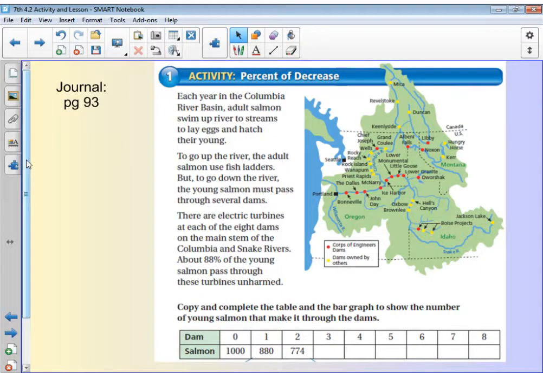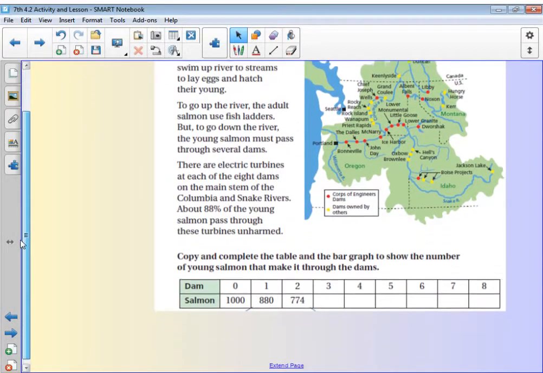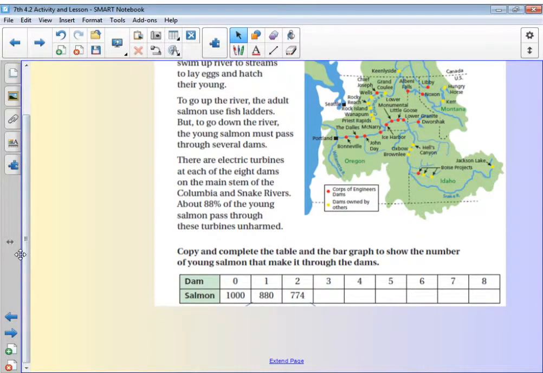We're going to complete the table that's shown below. So let me scroll down so we can see the table a little bit better. When we talk about these electric turbines, it's kind of like a big fan that's actually moving water. As the salmon have to pass through those, some of them are injured and die. But 88% of those young salmon survive, about 88%. So we're going to go with 88%.